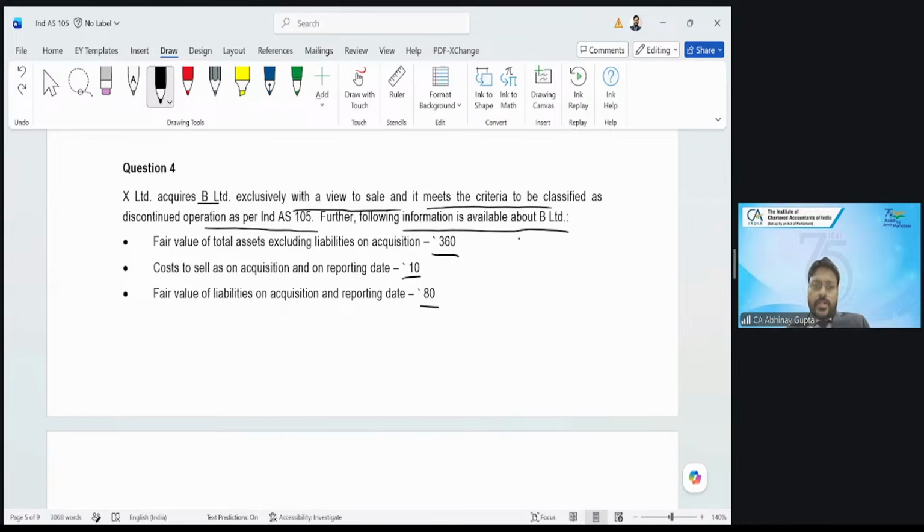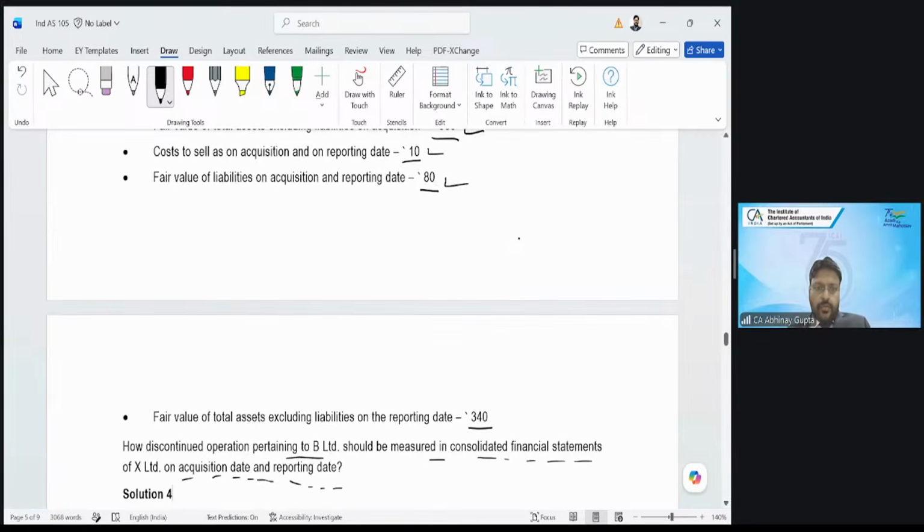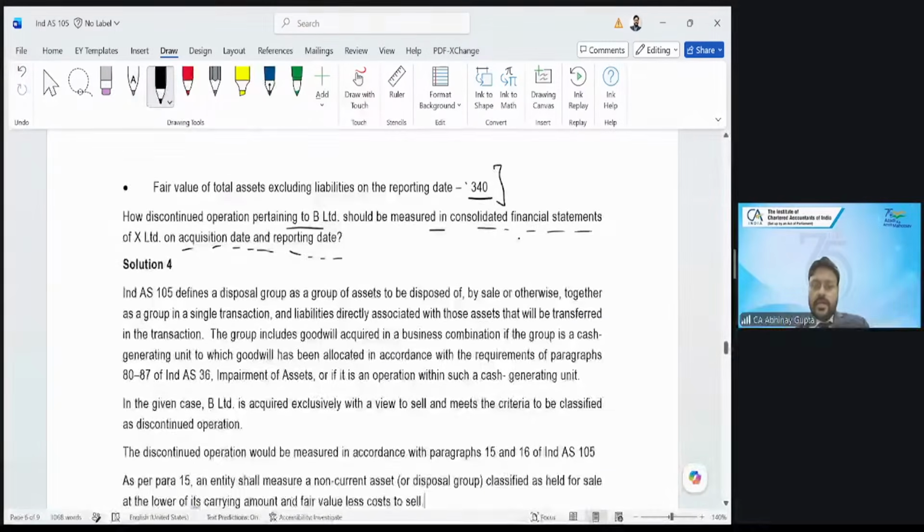So additional information is fair value of the total assets excluding liabilities on the acquisition date is 360. Cost to sell is 10 and fair value of liabilities is 80, right? Now, fair value of the total assets excluding liability on the reporting date is 340. How the discontinued operation pertaining to B Limited should be measured in the consolidated financial statements on the reporting date. So that was the ask.